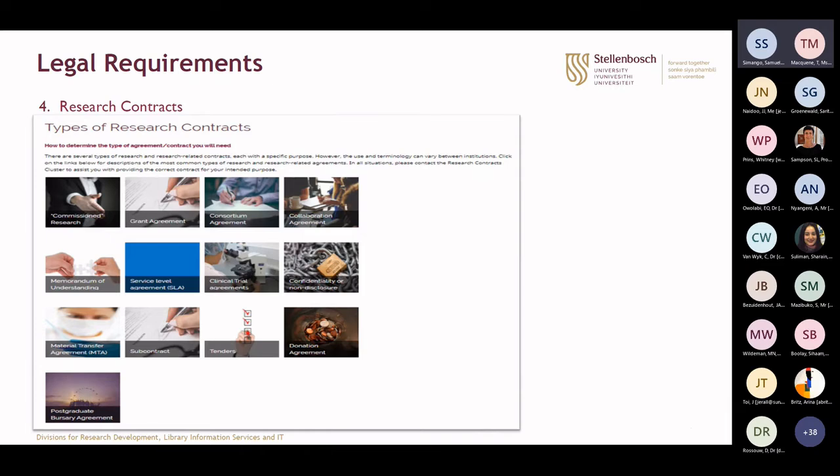But the main thing that one should just keep in mind is that when the RDM regulations make reference to legal requirements associated with research contracts, one can contact the DRD to find out more information about how they can comply with such requirements, because the DRD works with these issues, primarily the Research Contracts Office. And with that, I've come to the end of my presentation.